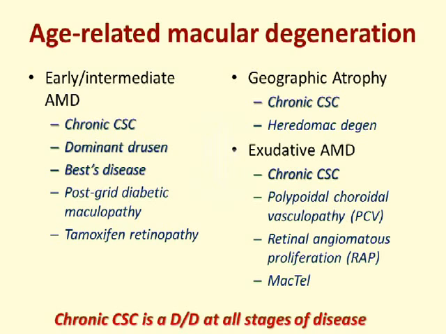Now AMD, because it is so very common, is mimicked by a lot of diseases. And at all stages of AMD, you can have confusion. You can have confusion at the stage of early AMD when you have only drusen, intermediate AMD when you have larger drusen and PEDs, geographic atrophy, or exudative AMD. And look at the differential diagnosis. Chronic CSC is the differential diagnosis in all these. So these two are quite a nuisance in a lot of cases.